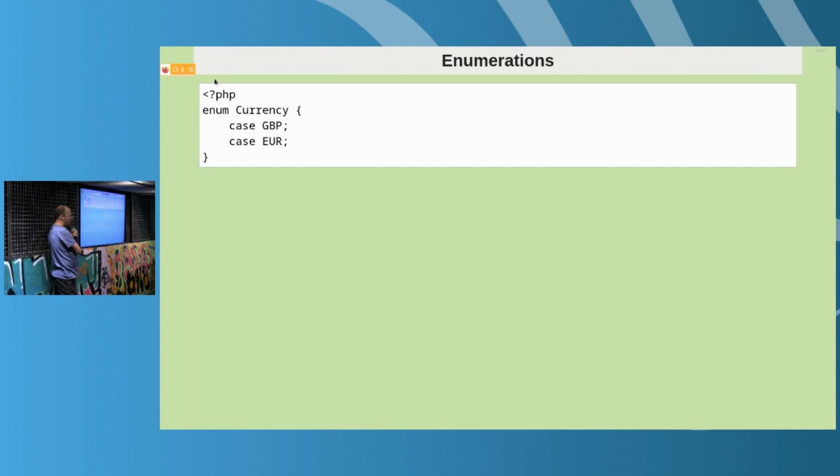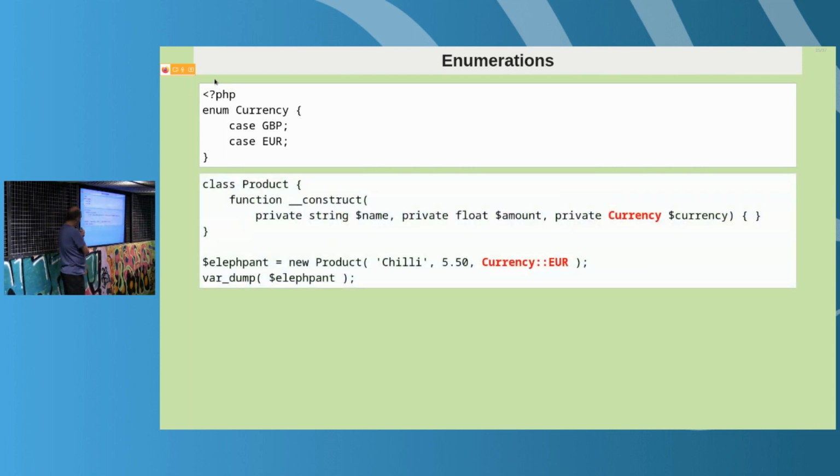Now, enumerations are classes, but they're special classes that have been instantiated by PHP as static objects. You don't need to know that, but that's how it works internally. And if you've ever seen enumerations in other languages, that's what they do. If you have a product class, you get to type against Currency. Then when you use it, you use Currency, double colon, and then one of the values. But this whole thing already exists as a static object. You can't do anything with it, but it exists already. You don't have to instantiate it or anything like that.